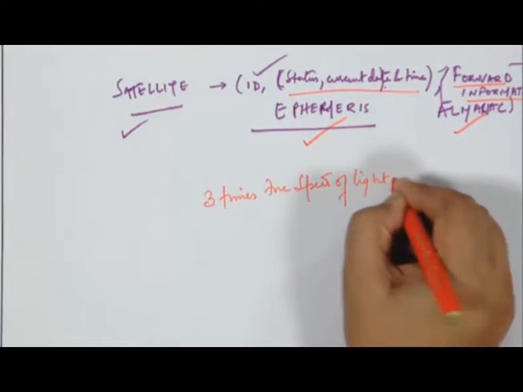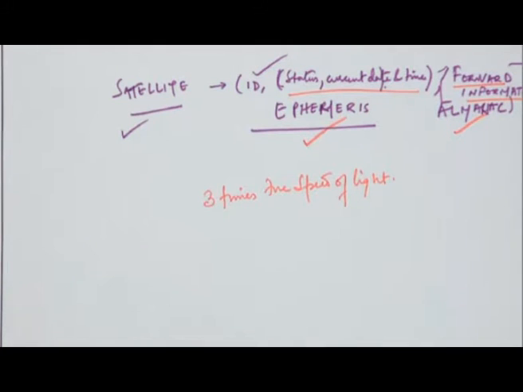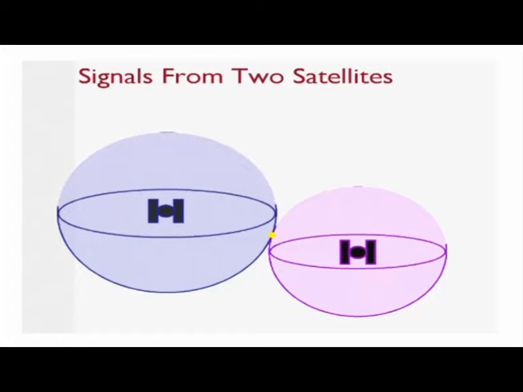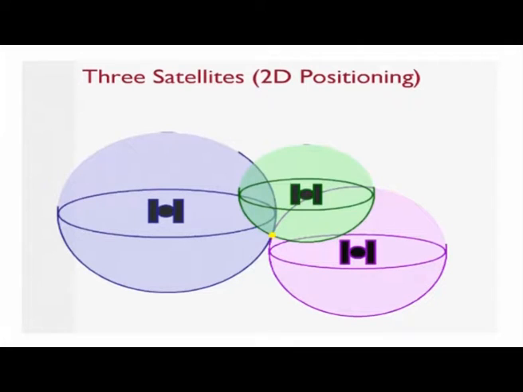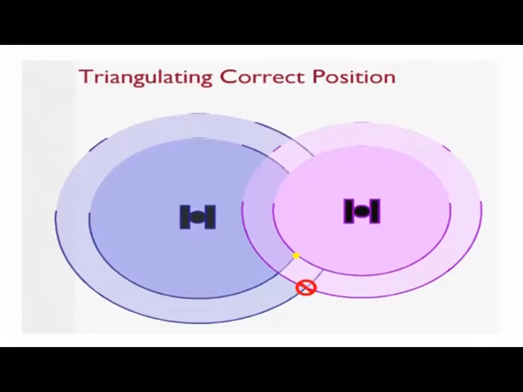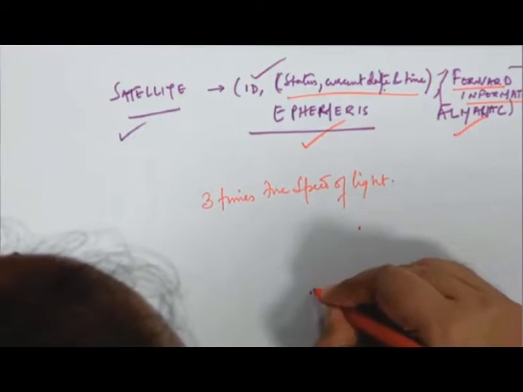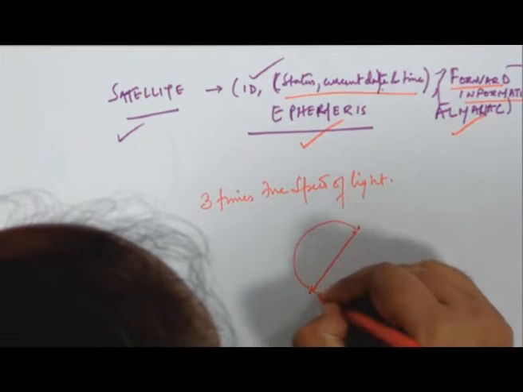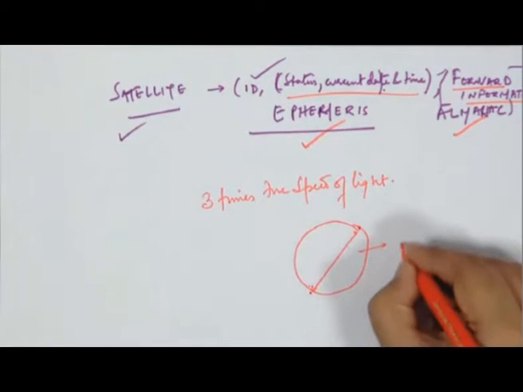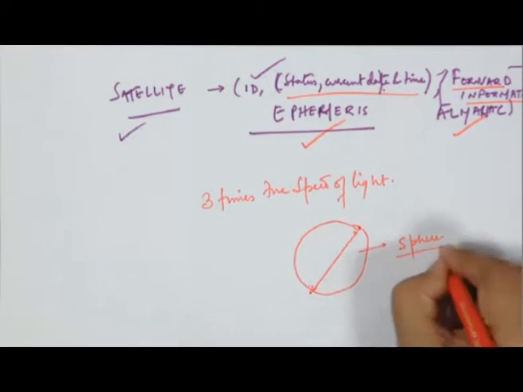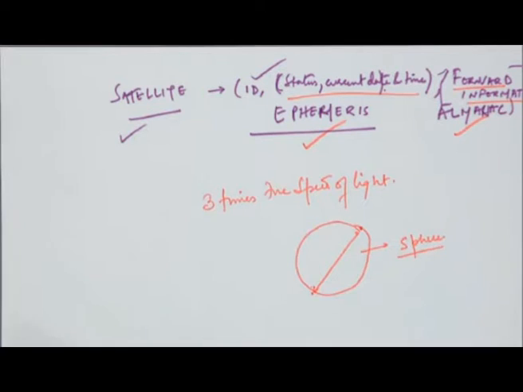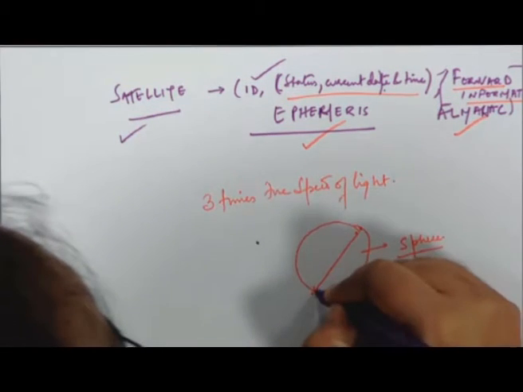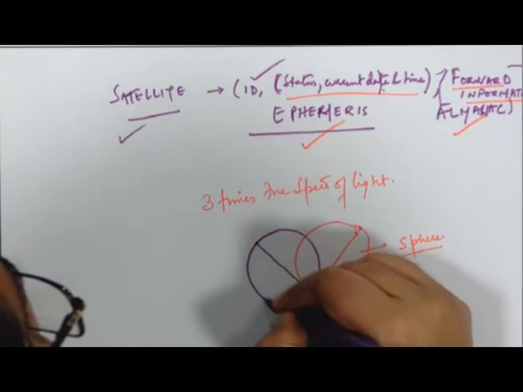So this way you begin to know the distance from the first satellite, then the distance from the second satellite, the third satellite, the fourth satellite, and so on. So what does this distance mean? It means there is a sphere. This is a sphere. Now you know the distance from the second one, so this is also a sphere.